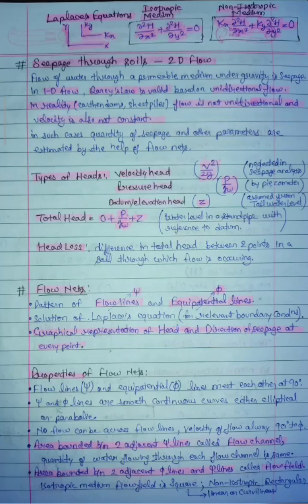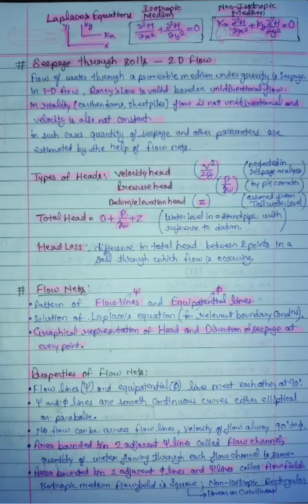Now let's come to flow nets. So, patterns of flow lines. Flow lines are those lines which are represented by psi, and the equipotential lines are represented by phi. The pattern formed by the flow lines and the equipotential lines is called a flow net. Solution of the Laplace equation for relevant boundary conditions gives the flow net. Graphical representation of head and direction of seepage at every point is given by the flow net. So this is the introduction to the flow net.